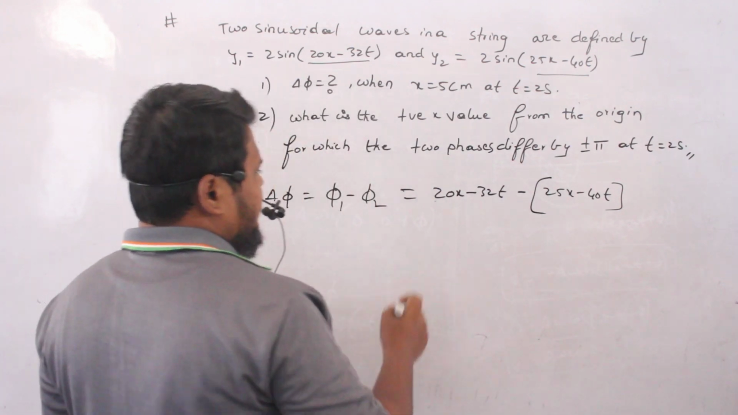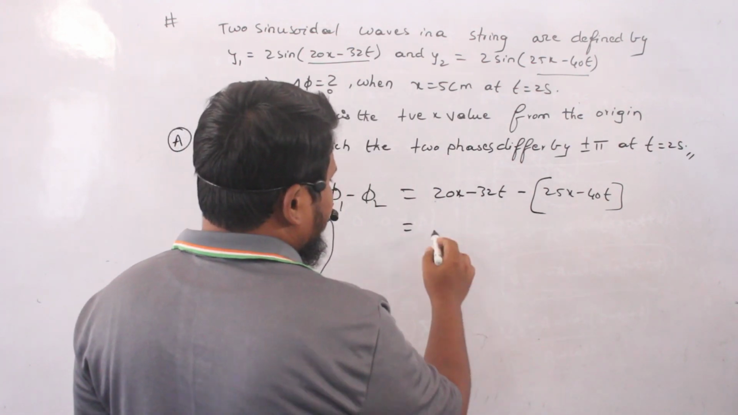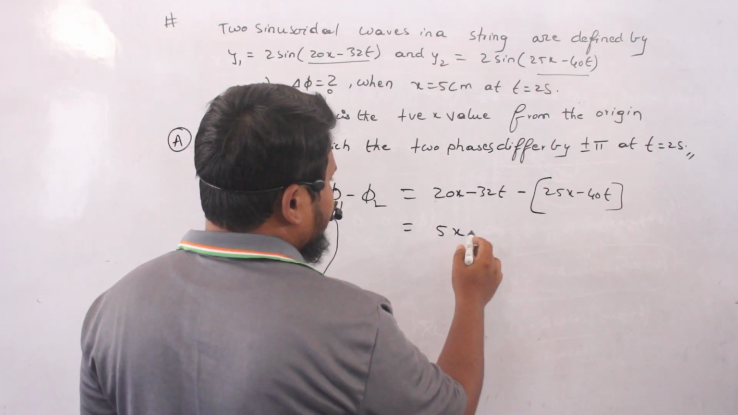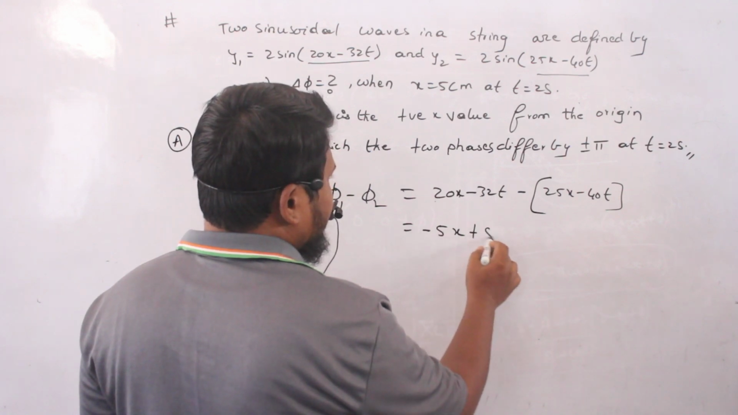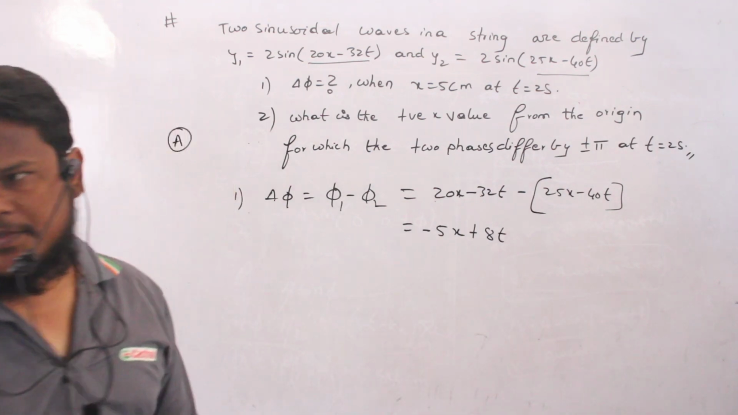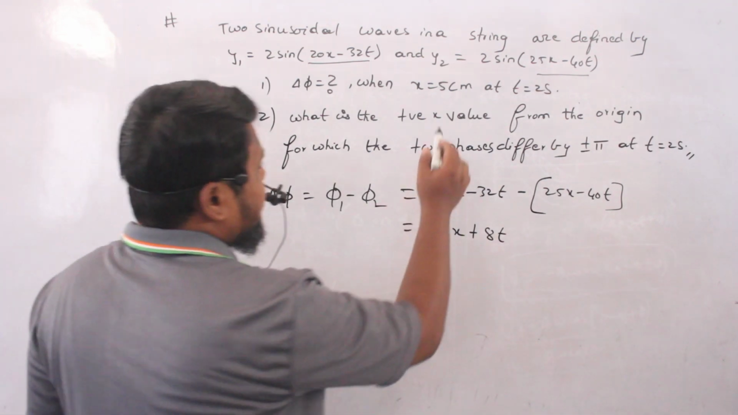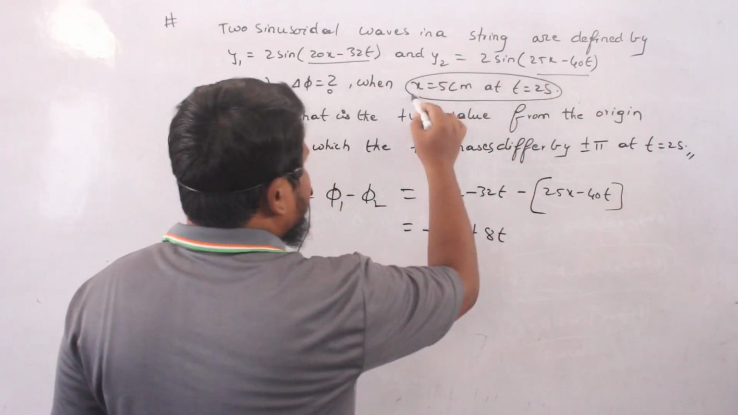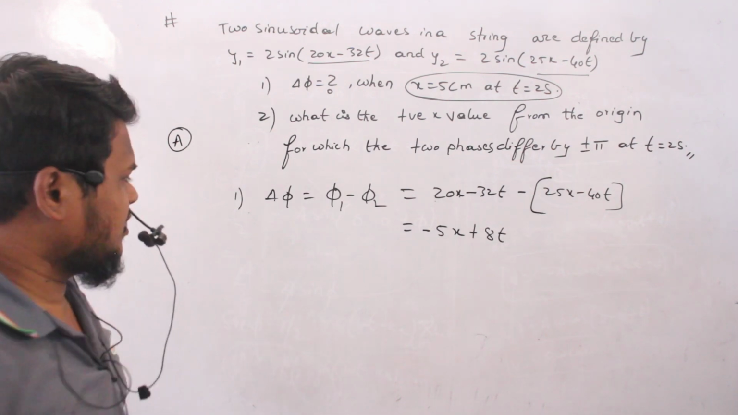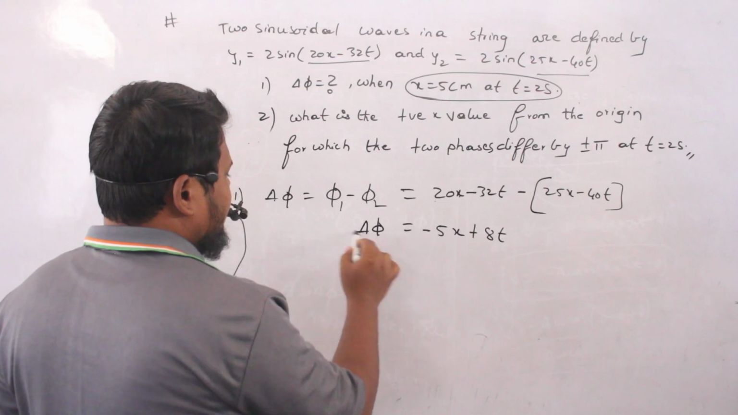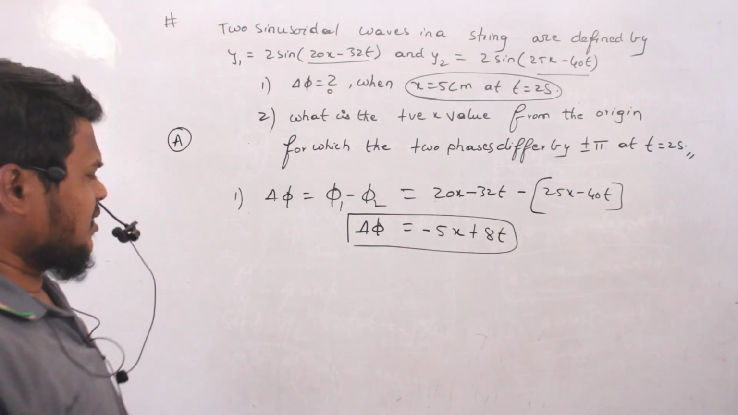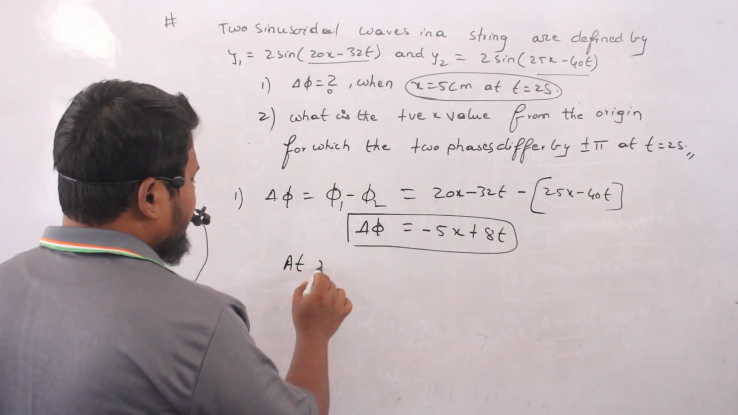If I do this calculation, what will I get? 20x minus 25x gives minus 5x, and minus 32t plus 40t gives 8t. So this is the phase difference between the two waves: minus 5x plus 8t. This is the general relation. Now at a displacement of x is equal to 5 centimeters and time is equal to 2 seconds, we are supposed to substitute these values to calculate the phase difference.